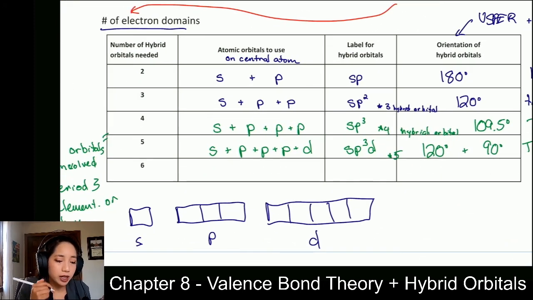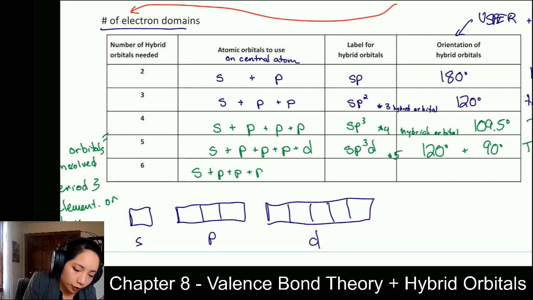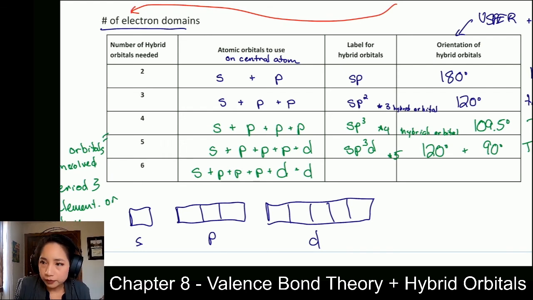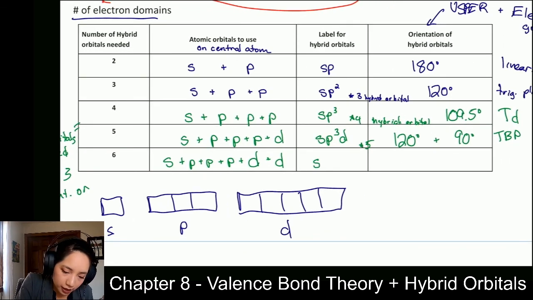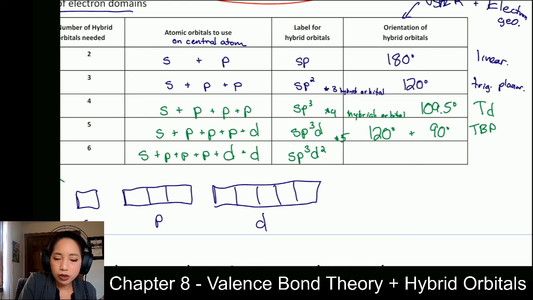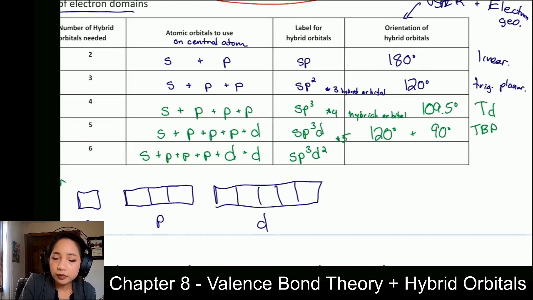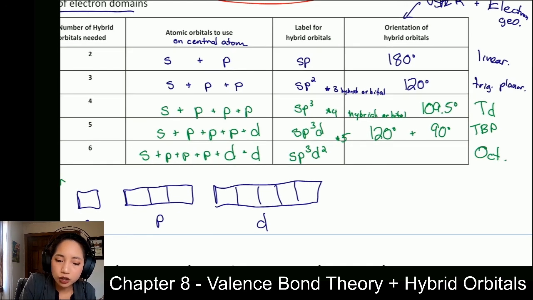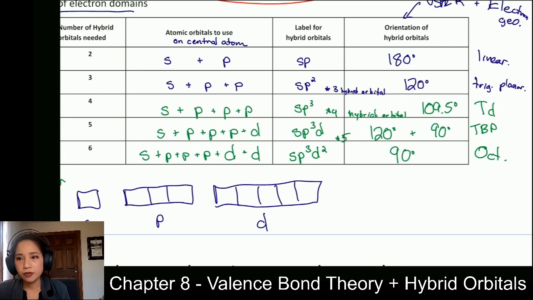6 electron domains, so 6 hybrid orbitals. So we need 6 atomic orbitals. So an s, a p, another p, another p, and then a d, and then another d, because those are the only atomic orbitals available. So our hybridization here is sp3d2, a total of 6 orbitals that you see. And then we know that 6 electron domains, that's octahedral, and so all of those orientations are 90 degrees from one another.